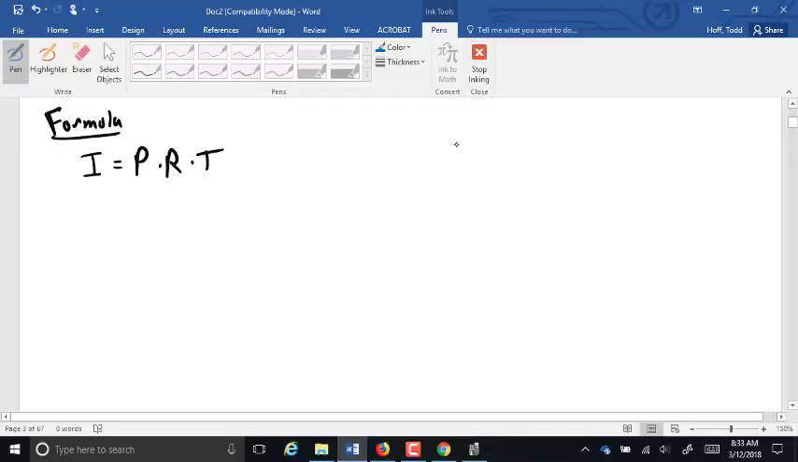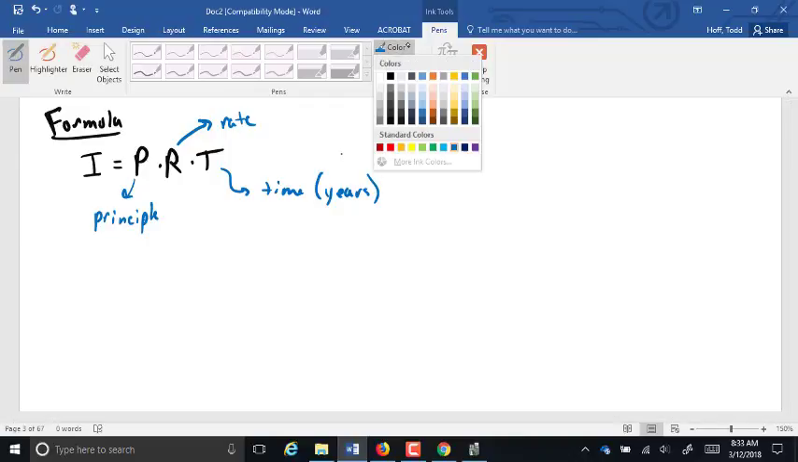Now, some things you might need to know off of this. P is the principal, which is the starting amount, the initial amount, the amount at the beginning of the period. R is the rate. The rate is a percent as a decimal. And T is time, and time is always given in years for this formula.